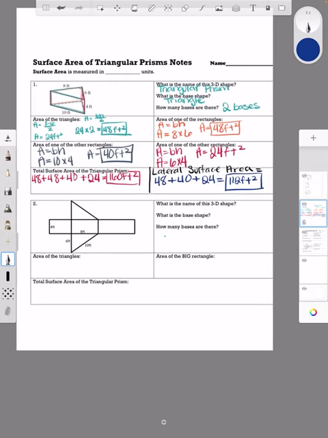All right, so let's go look at number 2. It says, what's the name of this 3D shape? So don't let this confuse you. This is actually the same shape as question 1. This is just called a net. A net's like when we break apart the shape and lay it flat down. So this too is in fact a triangular prism.